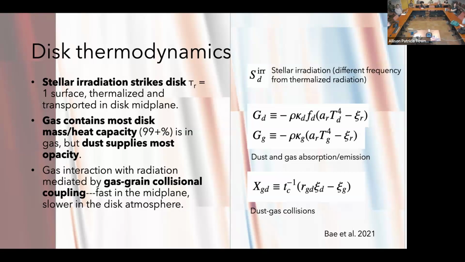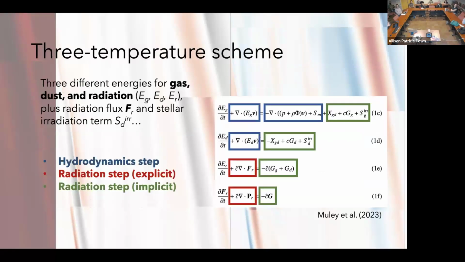So I think just very briefly, here are some of the equations that we're going to solve. Gas grain collisions, basically there's a coupling time. This is essentially proportional to the temperature difference. Then there are gas and dust opacities, but like I said, the gas opacity is much smaller than the dust opacity.